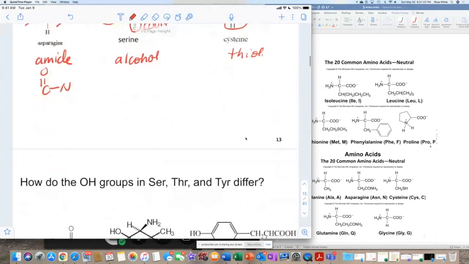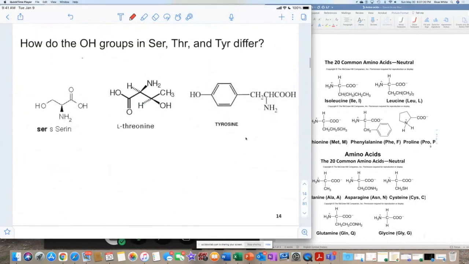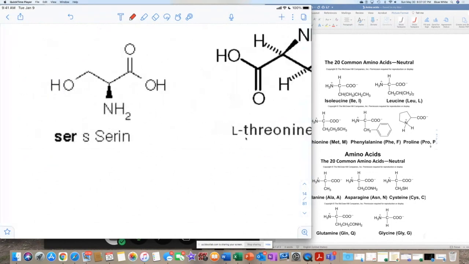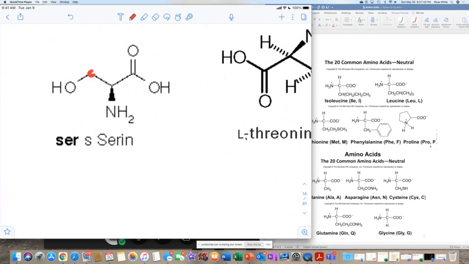Okay, so moving on. How do the hydroxide groups in serine, threonine, and tyrosine differ? Okay, so I have my hydroxide right here, and I have my carbon, and this is my alcoholic carbon. I like calling it alcoholic like it's got a problem, right? How many carbons is my alcoholic carbon attached to? Right here, one carbon. So this would be a primary alcohol.